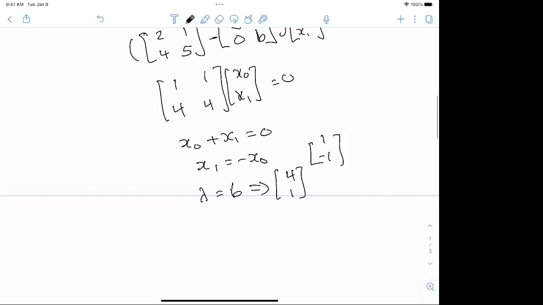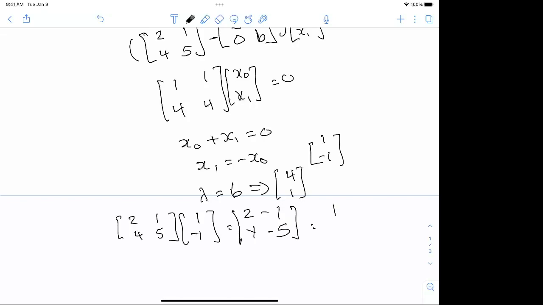We can test that out. Let's take 2, 1, 4, 5. Let's multiply it by 1 minus 1. And I get 2 times 1 is 2 minus 1. And I get 4 times 1 is 4 minus 5. Which 2 minus 1 is 1. 4 minus 5 is minus 1. And in fact, I get back the same answer multiplied by 1. So we've validated that this is in fact an eigenvector with eigenvalue of 1.